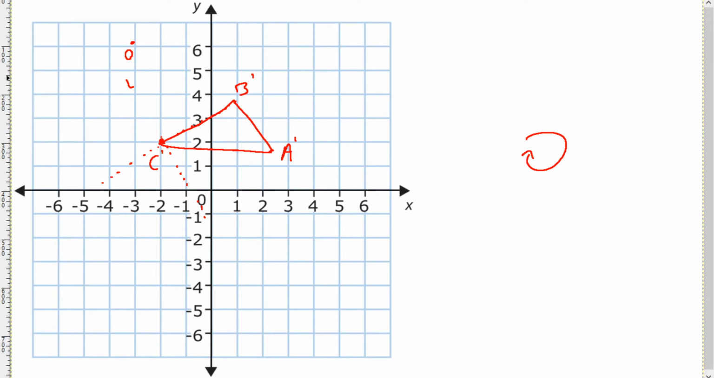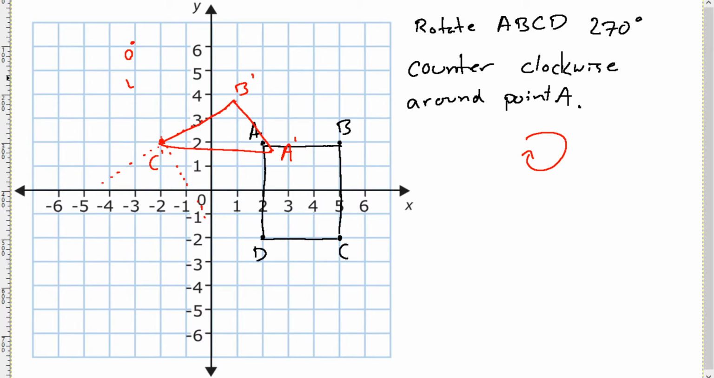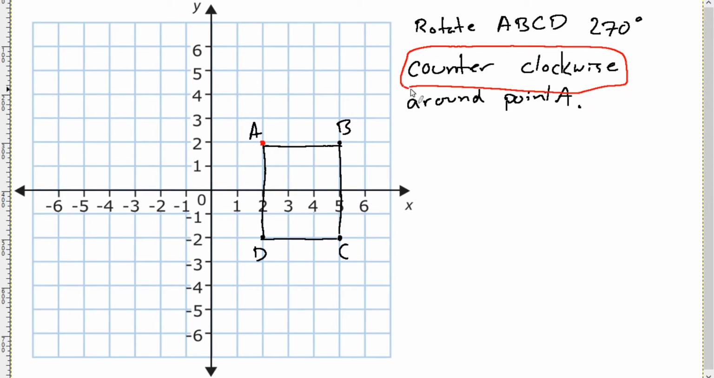Let's try another one here. Oh no, I did it on the wrong layer. All right, there we go. So let's rotate rectangle ABCD 270 degrees counterclockwise around point A. So this is the point we want to use. And we're going counterclockwise. That's important. 270 degrees, also important.